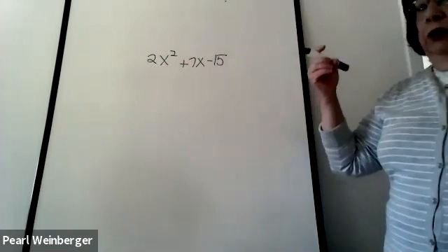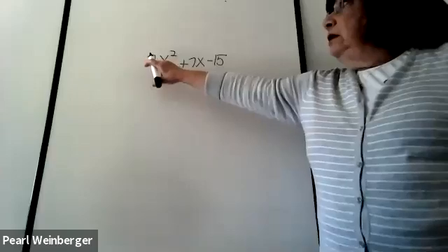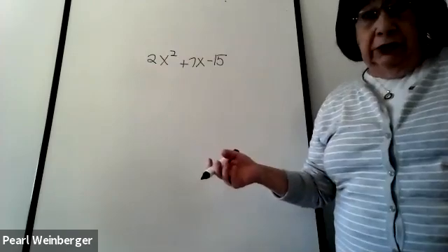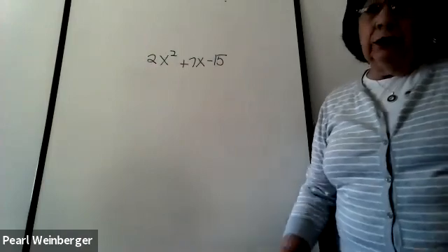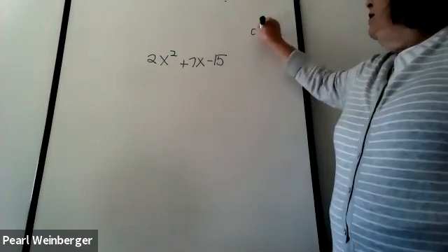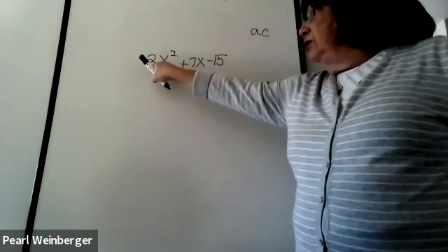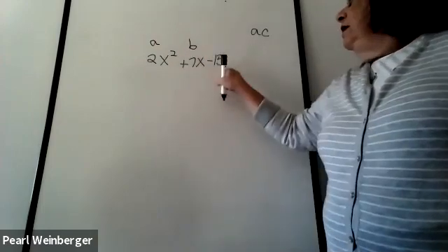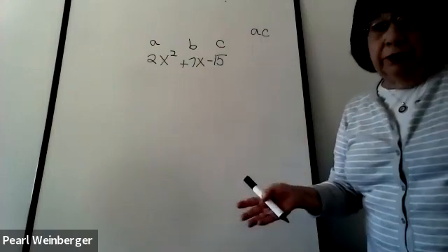Here we have a trinomial that starts with a 2, doesn't start with plain x squared, and the 2 does not factor out. There is no common factor. So we're now talking about what some people call the AC method. The first number, the number in front of the x squared, is called the A. The number in front of the x is called the B. And the number that stands alone without any variable is called the C.